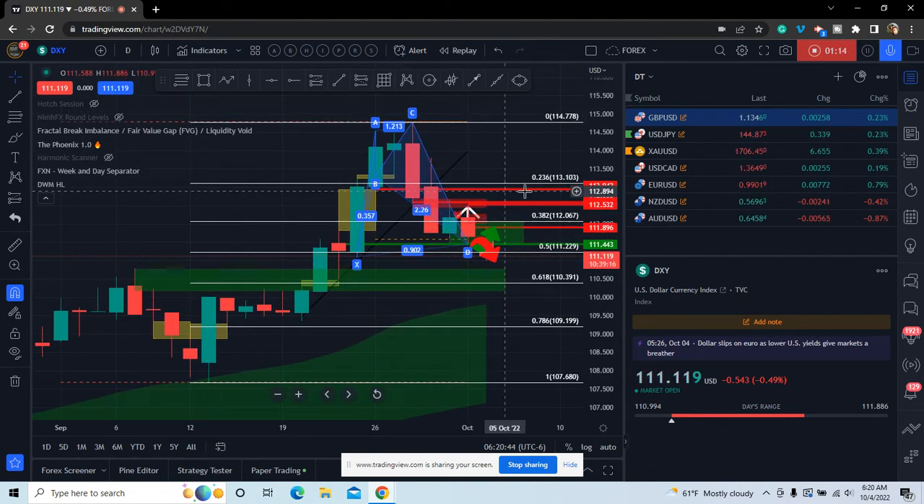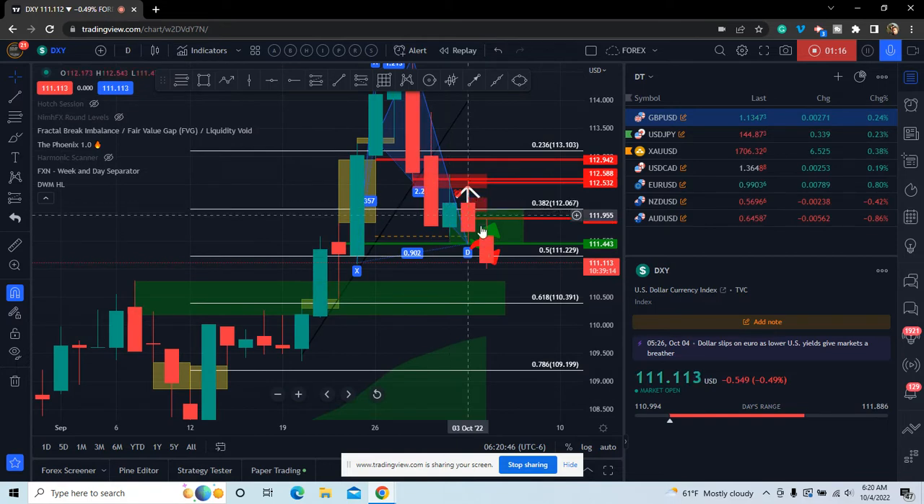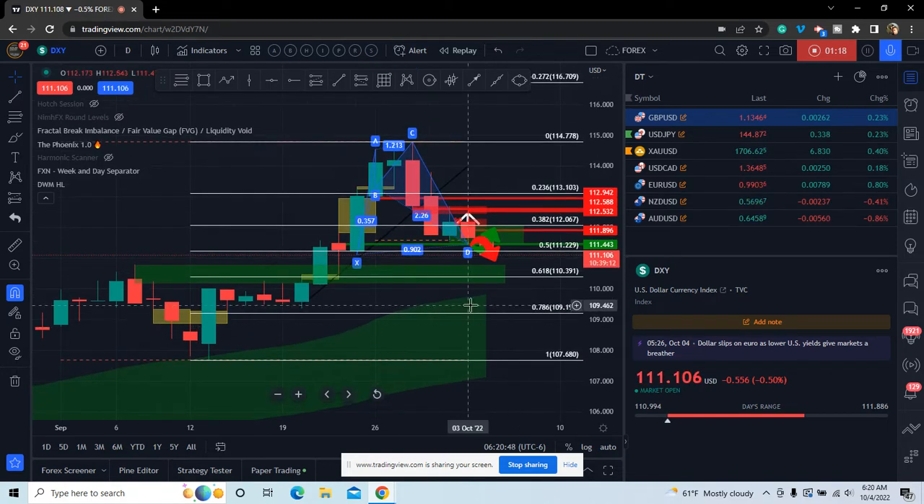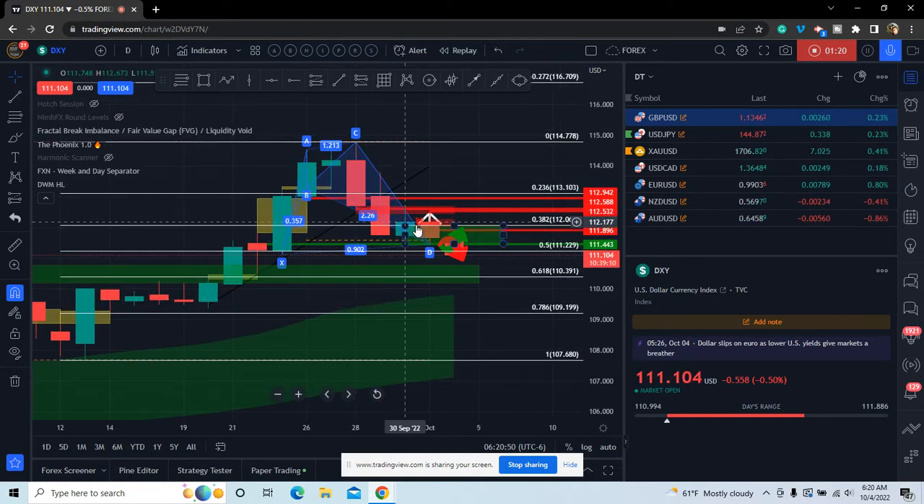In any case, in any further continuation, we will have this M formation in place, which is a reversion pattern, with an expected correction into this old area of support, which will be expected to turn resistance on the DXY.